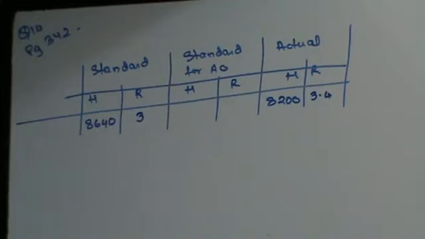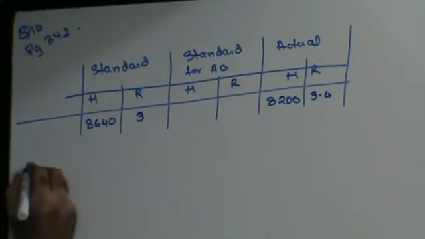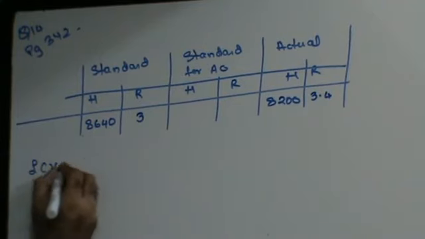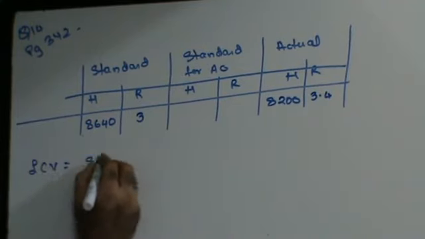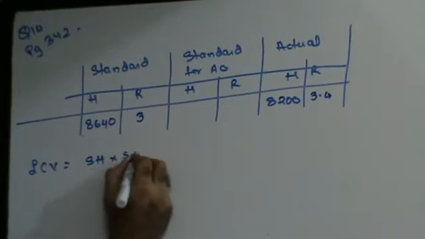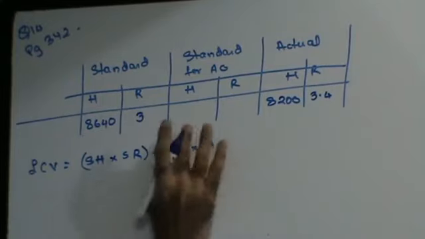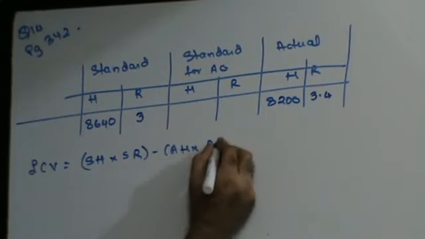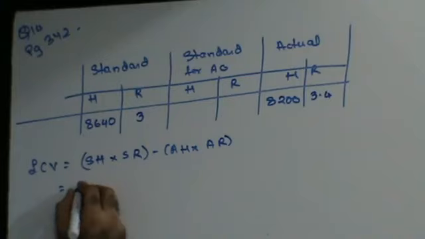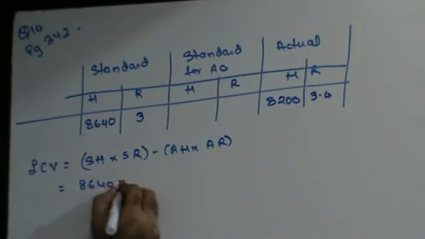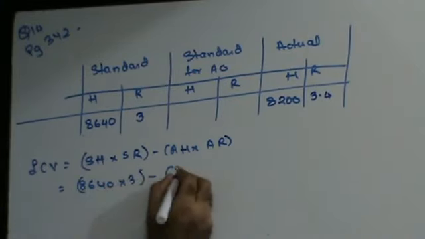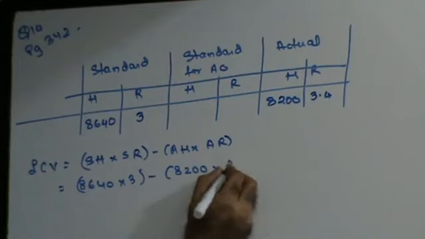Once your table is ready, you can calculate all your 3 variances. First, let's calculate labor cost variance. Now, please pay attention here. Labor cost variance is standard hours into standard rate minus actual hours into actual rate. So, this is going to be 8640 into 3 minus 8200 into 3.4.